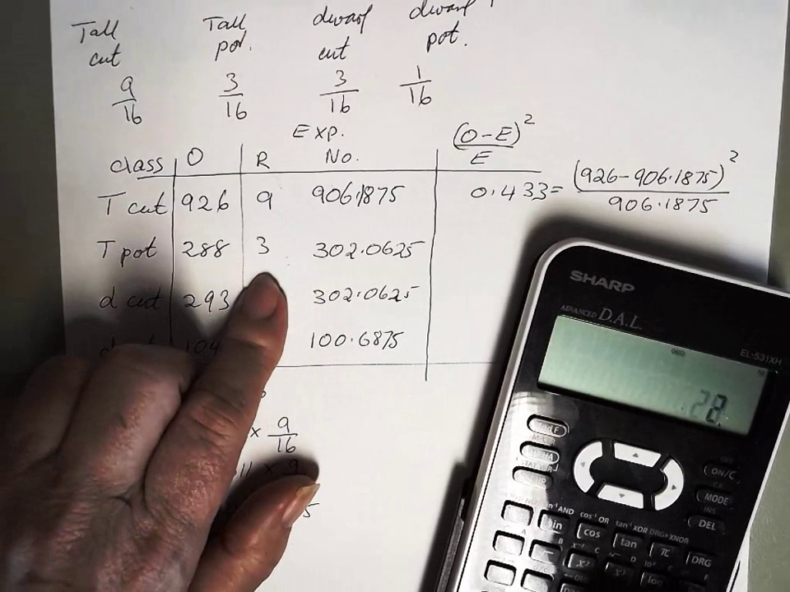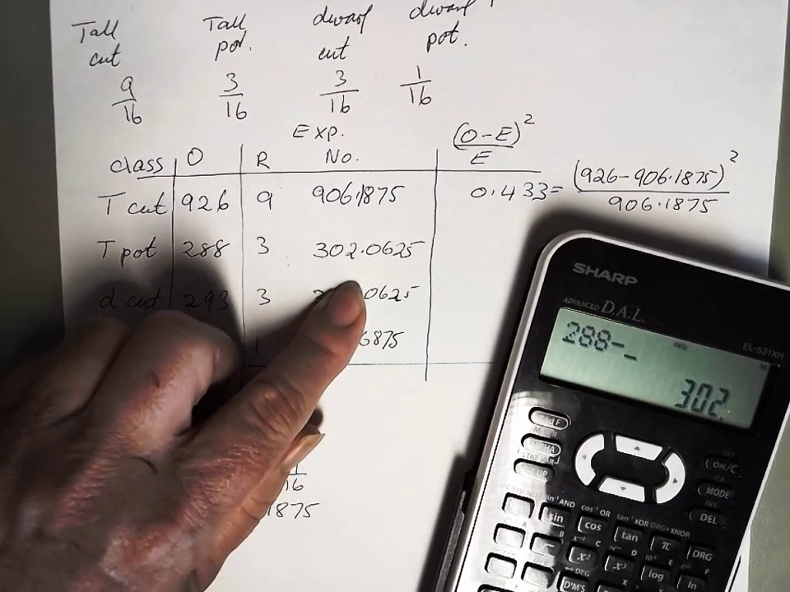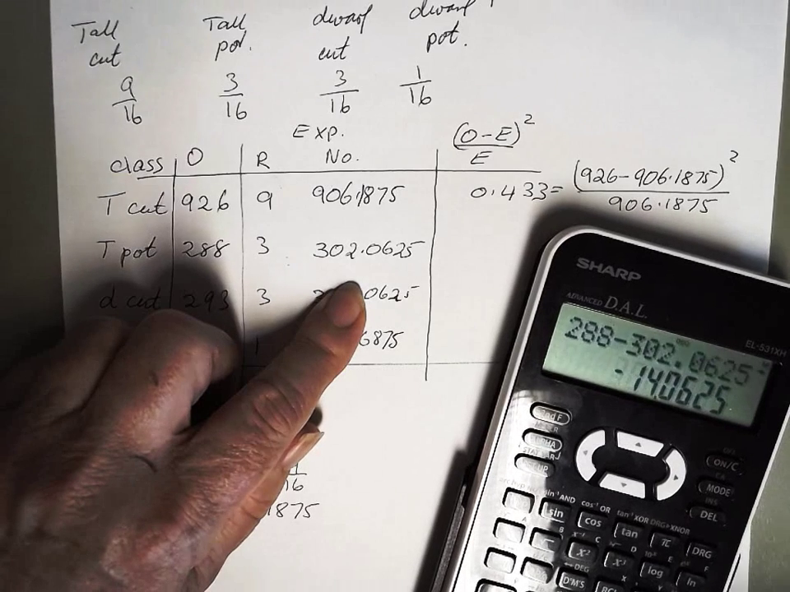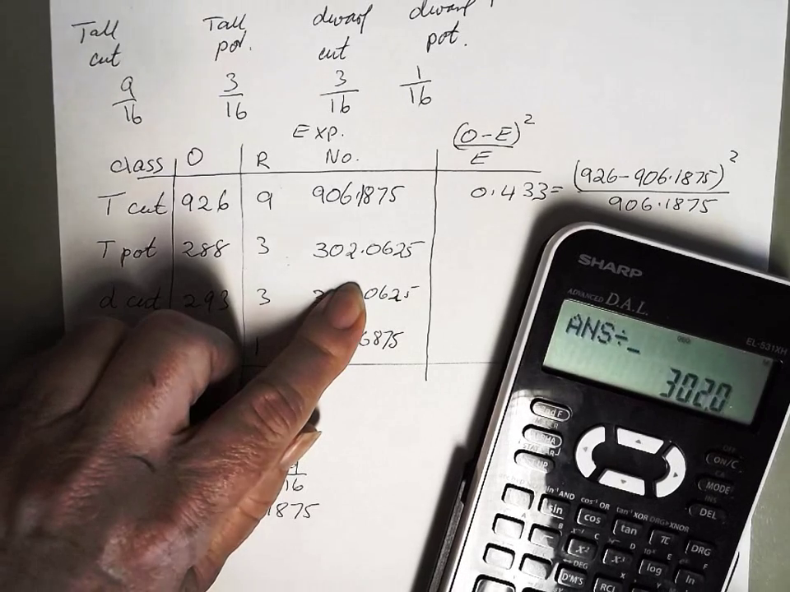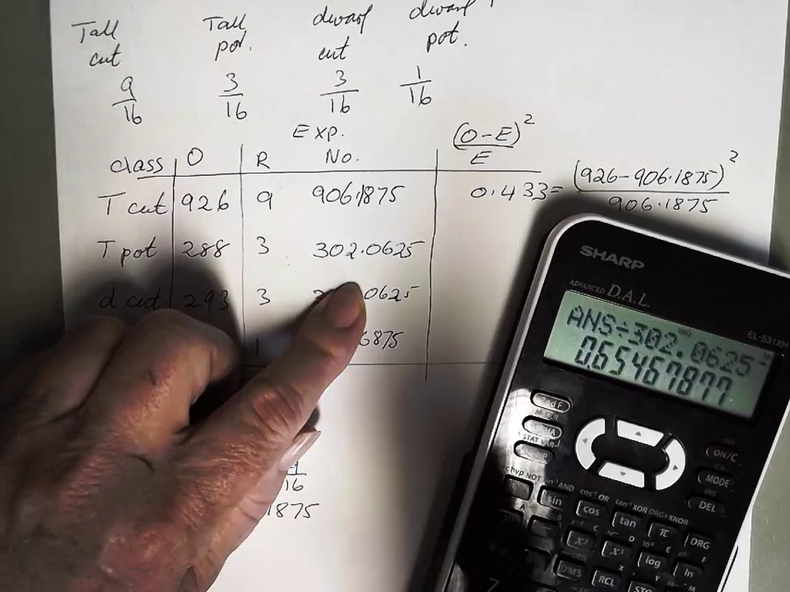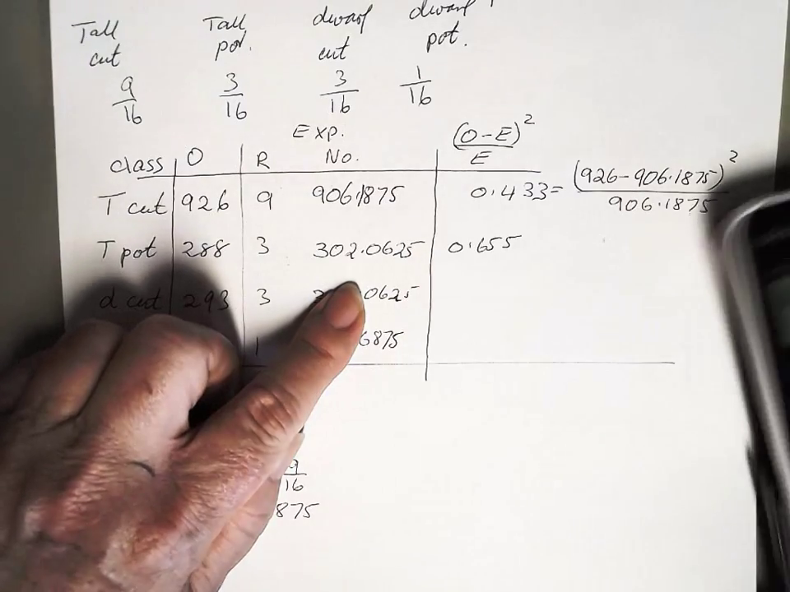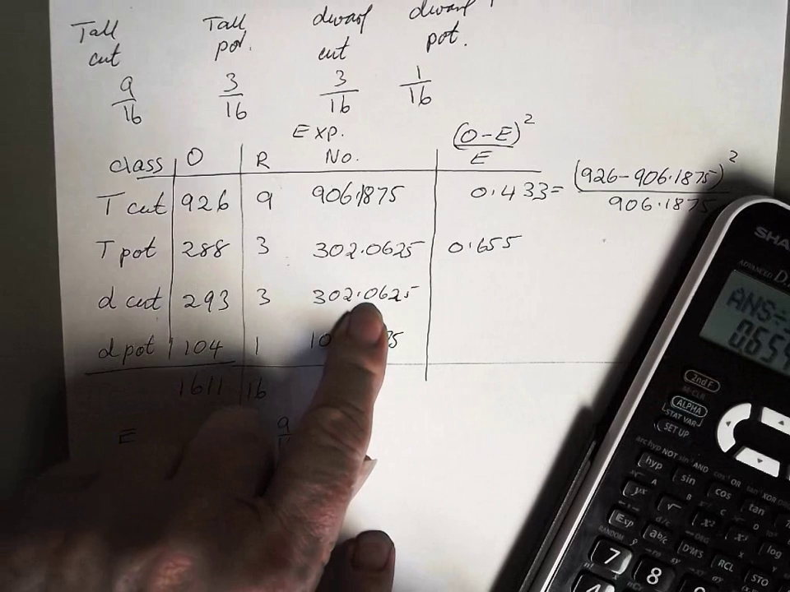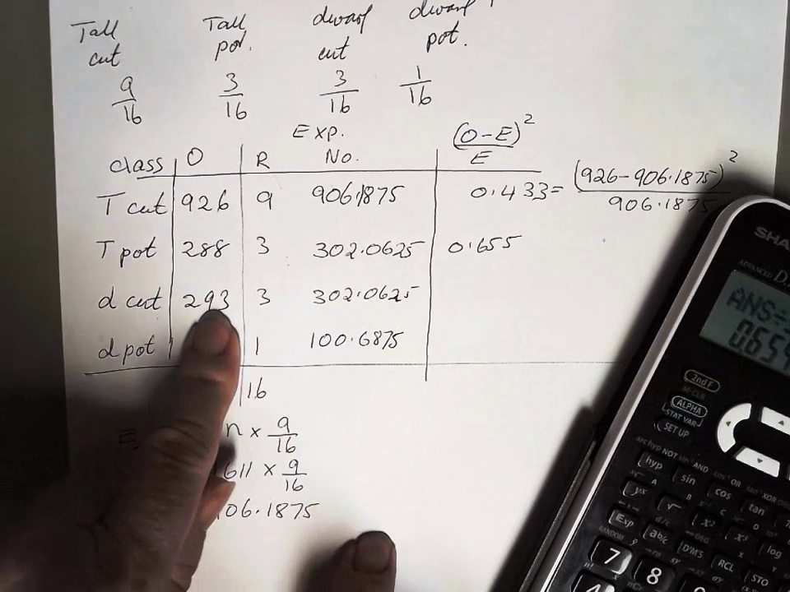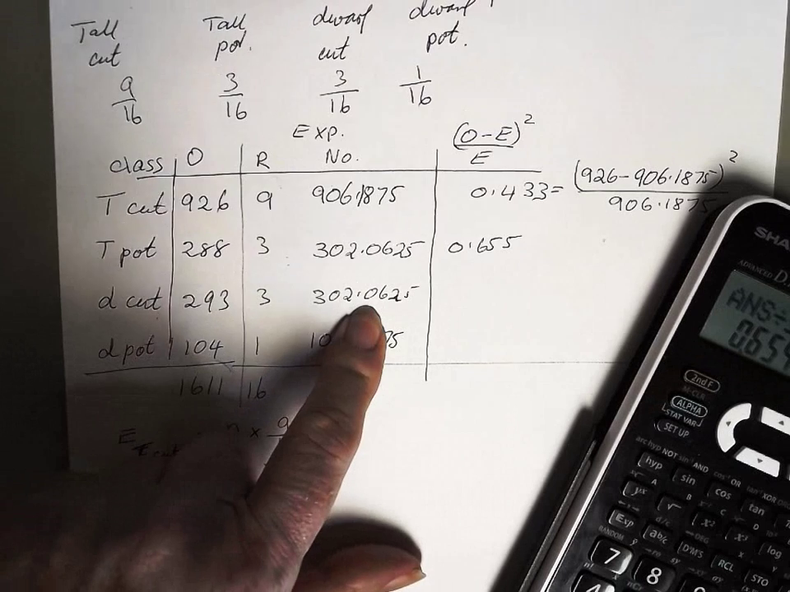So I've got 288 minus 302.0625 equals, I'm going to square the difference, I'm going to divide it now by 302.0625, and I'm going to get 0.655. Now this one, it's not exactly the same this time because we have a different value here, so we're going to get a different difference even though we're using the same expected number.